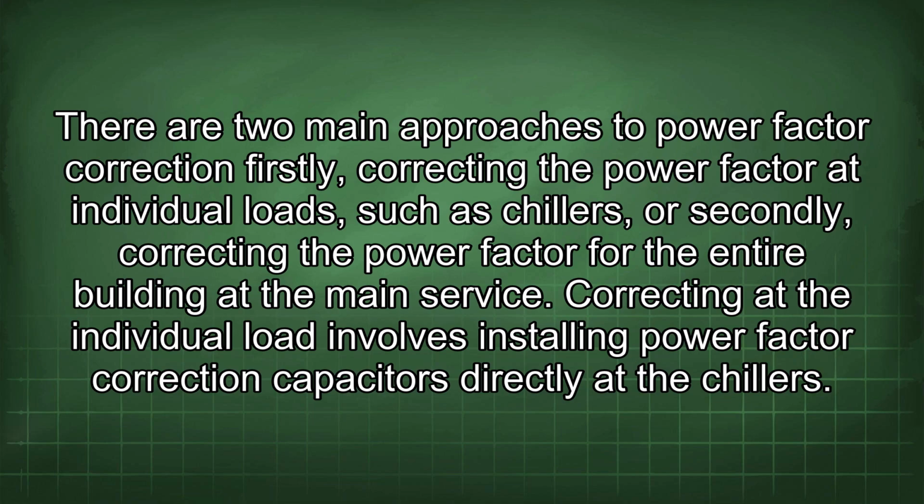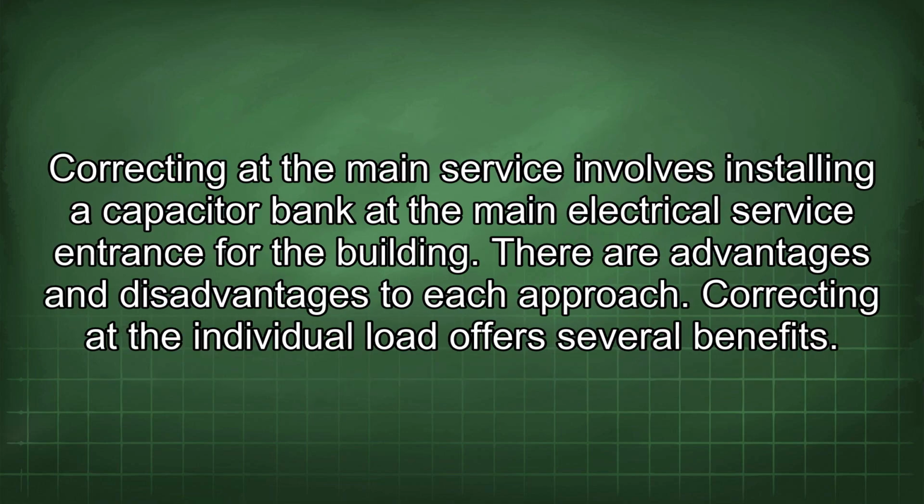There are two main approaches to power factor correction: firstly, correcting the power factor at individual loads such as chillers, or secondly, correcting the power factor for the entire building at the main service. Correcting at the individual load involves installing power factor correction capacitors directly at the chillers. Correcting at the main service involves installing a capacitor bank at the main electrical service entrance for the building. There are advantages and disadvantages to each approach.